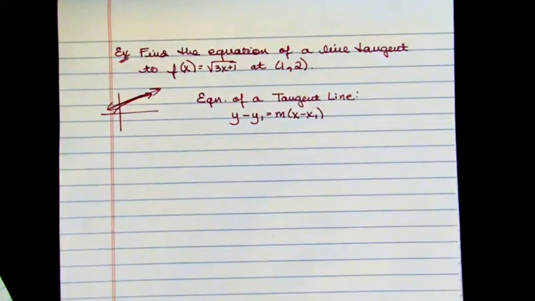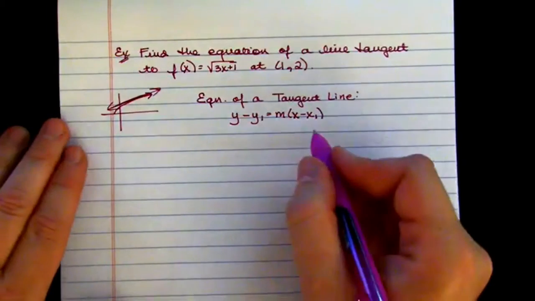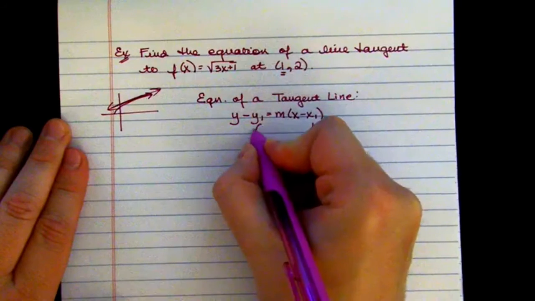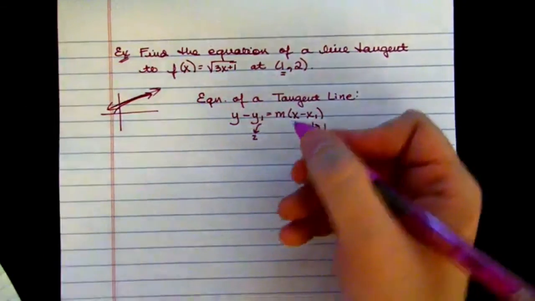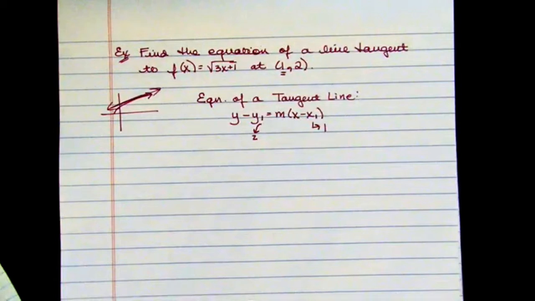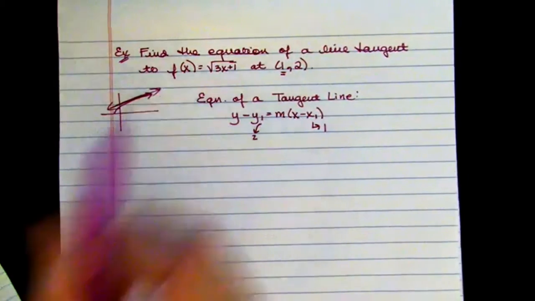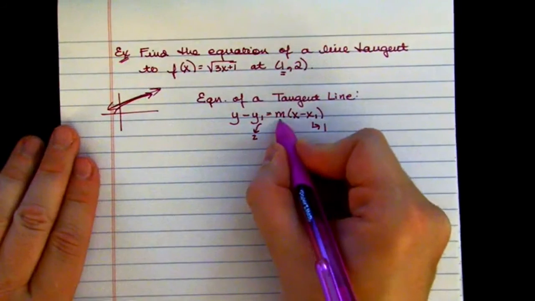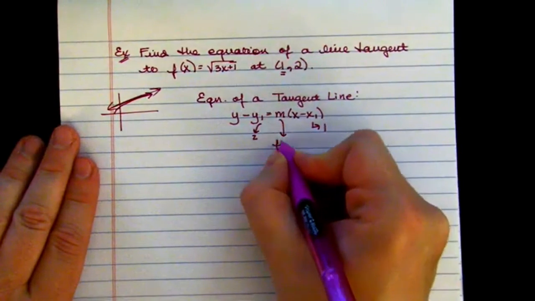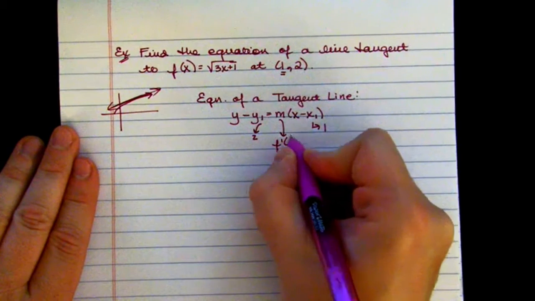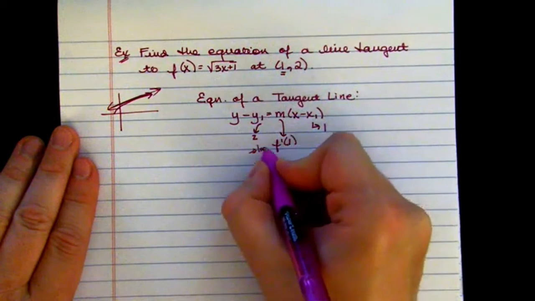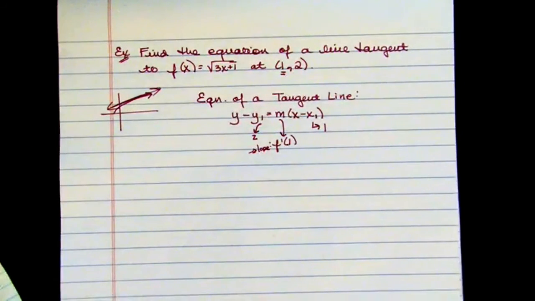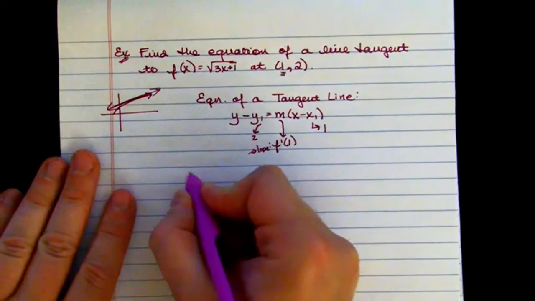So what's my x1? Well, my x1 is just 1. And my y1 is just 2. Really easy. What do I need, though, to find the slope of this tangent line? Well, I need the derivative. I need to go find f prime of x and then plug in 1. To get my slope, I need to find the derivative of that function and plug 1 into it. So that's going to take a little bit of effort.